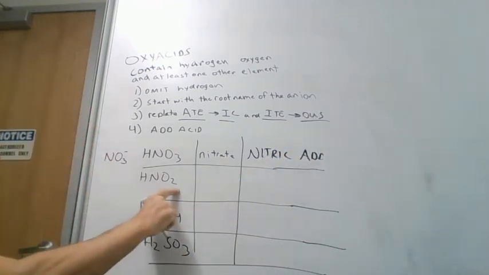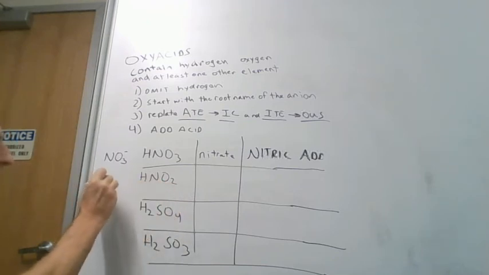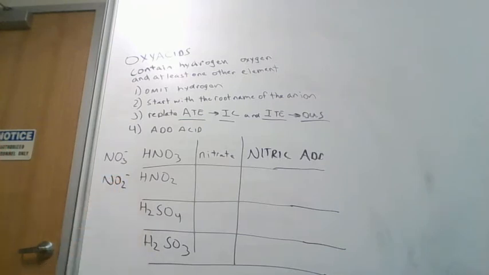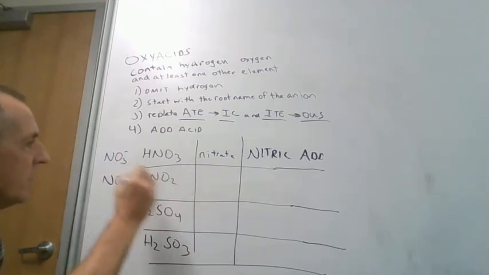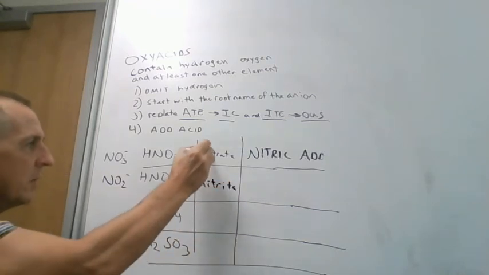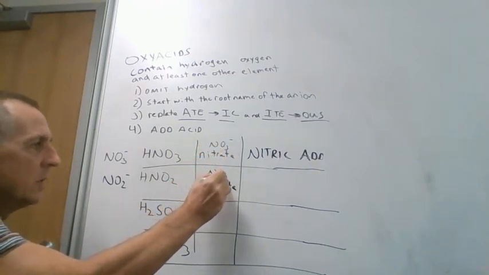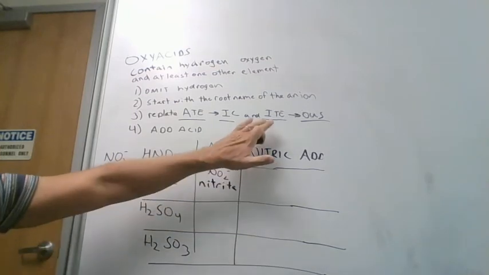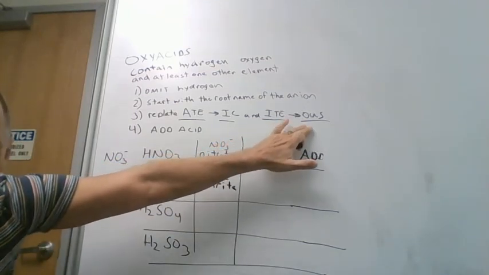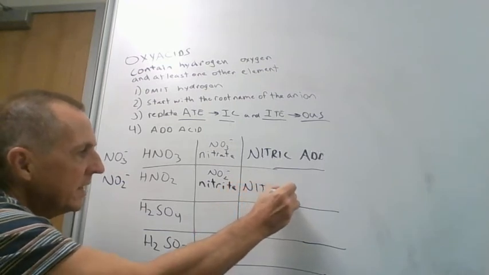Right, if we look at this one here, we can see we have our NO2 minus polyatomic ion. If you go to your polyatomic ion table and find NO2, you can see that its name is nitrite. Right, so nitrate is NO3 minus, nitrite is NO2 minus. And if we have the ITE ending, then we're going to change the name to OUS. So then we have nitrous, and then we add the word acid.